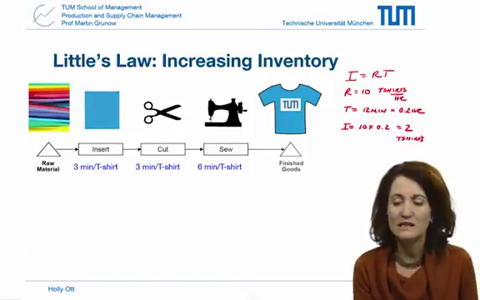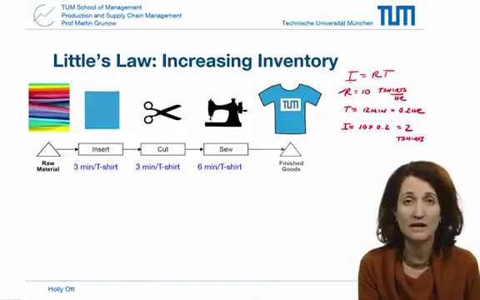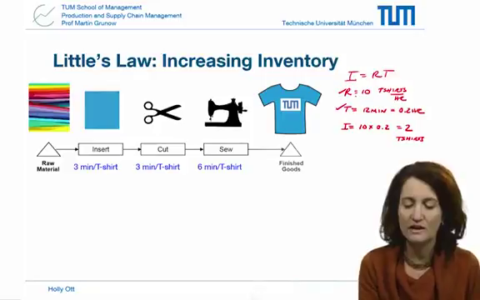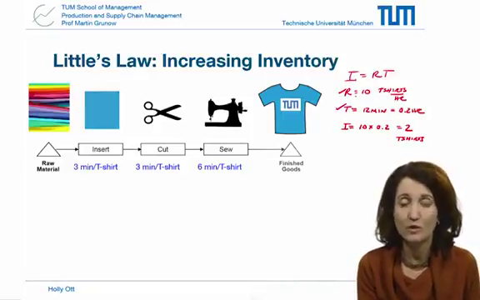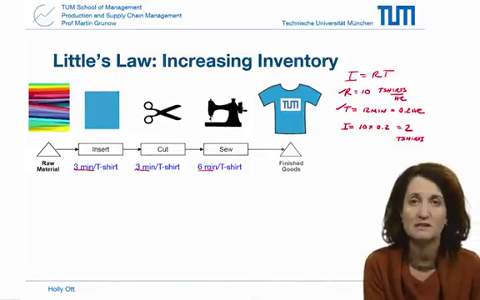And what did this mean? It's enough t-shirts to keep our bottleneck working all the time and achieve a flow time of 12 minutes, which is as good as we can do here. 3 minutes plus 3 minutes plus 6 minutes.